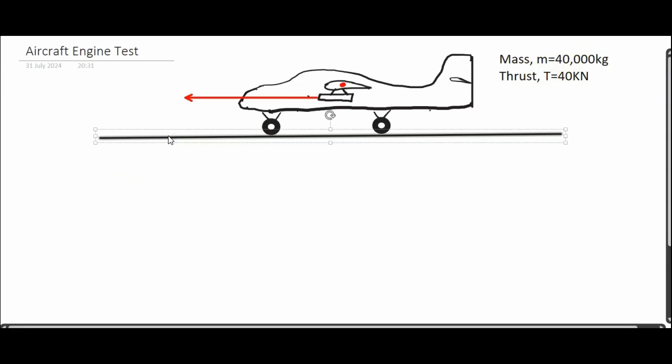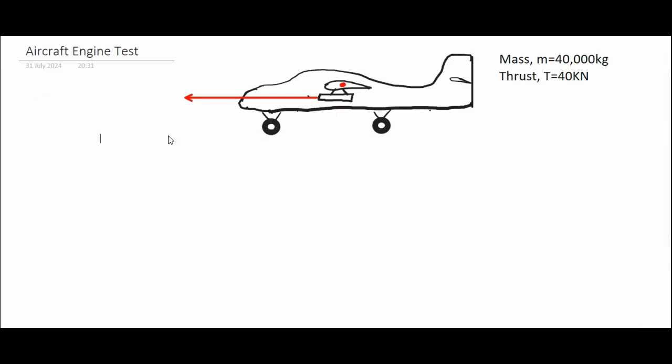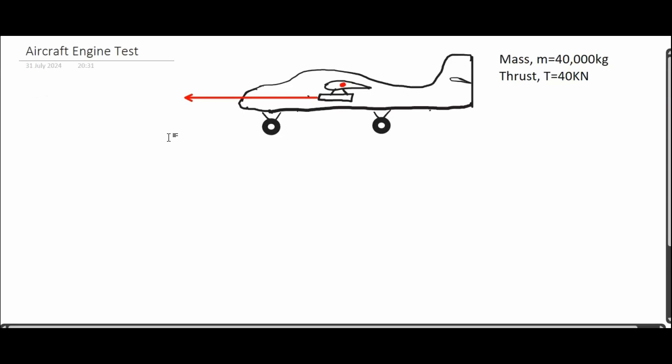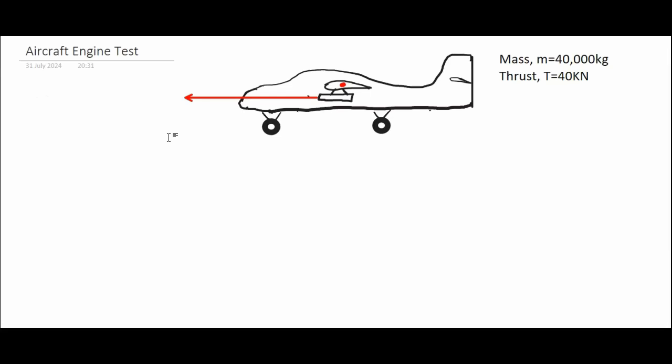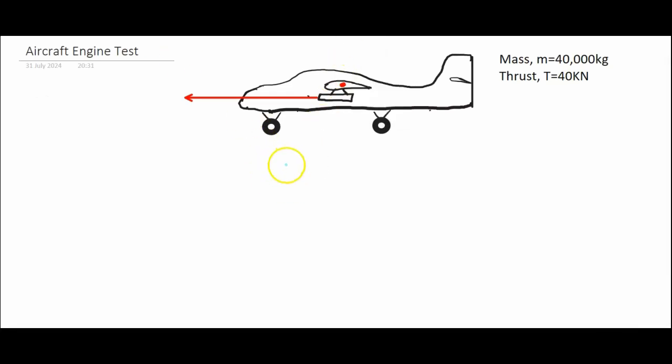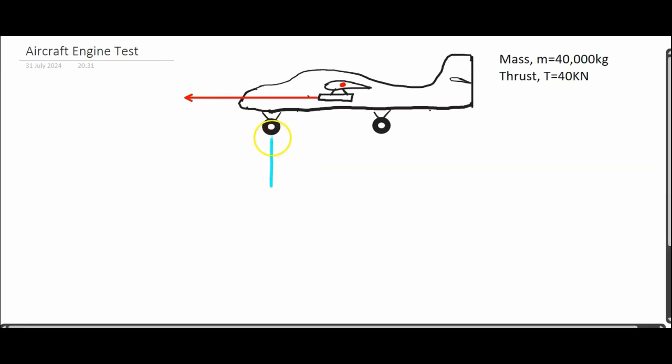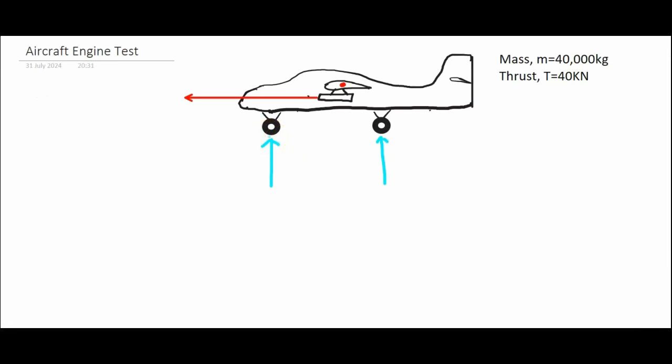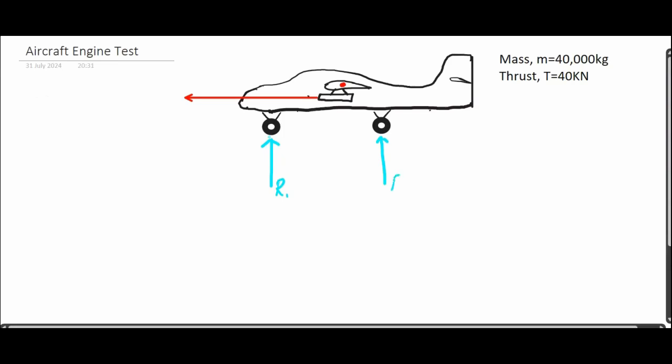In order to do a free body diagram, you must always remove the supports. So just by magic, I am removing the support, which in this case is the runway or the ground, and I'm going to replace that with some forces. Those are the forces that the floor was essentially doing the job of. So let's put in some forces. Let's put one here, and one here. Those are the two reaction forces. Let's call them reaction force 1 and reaction force 2.